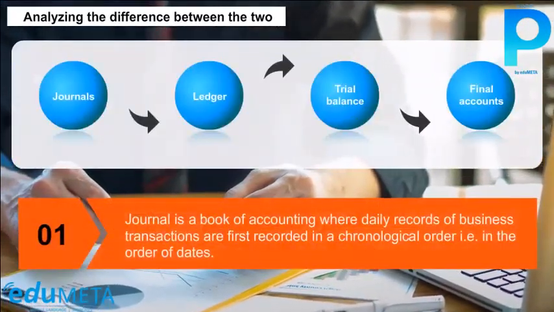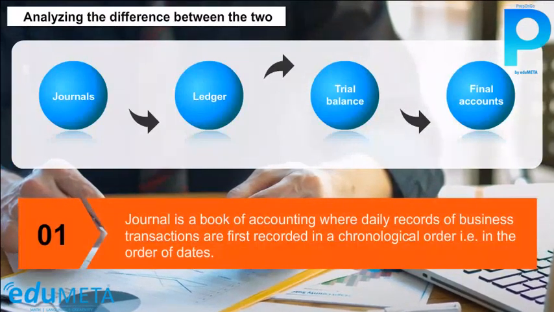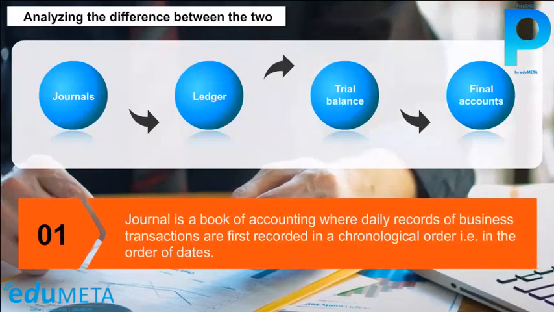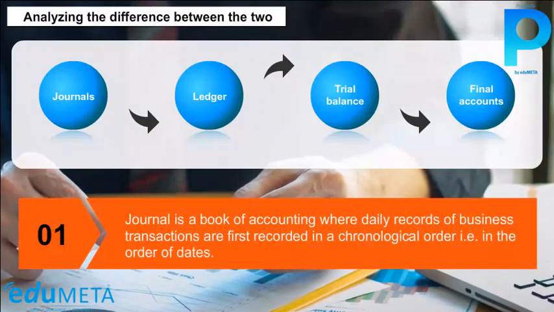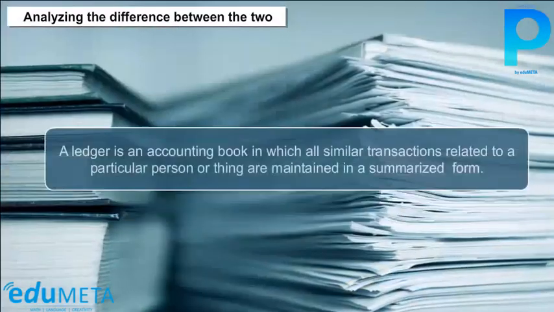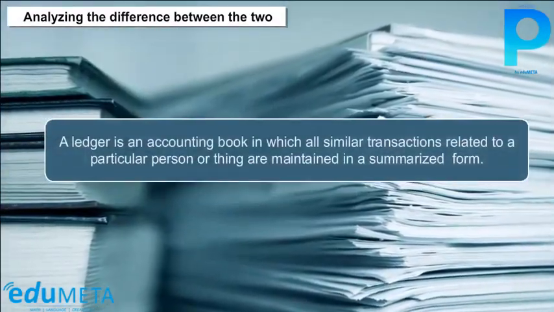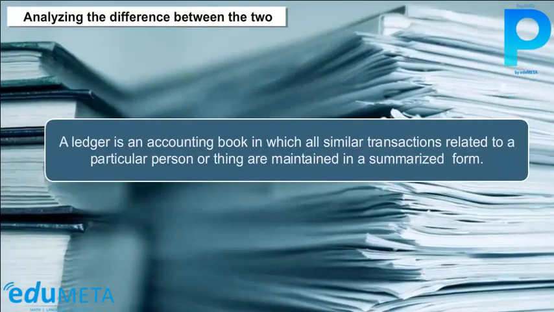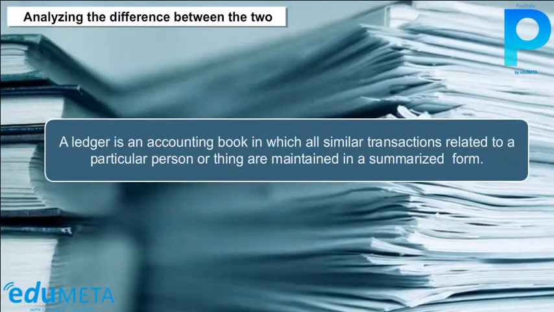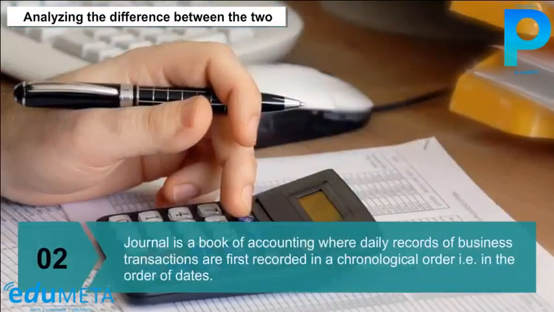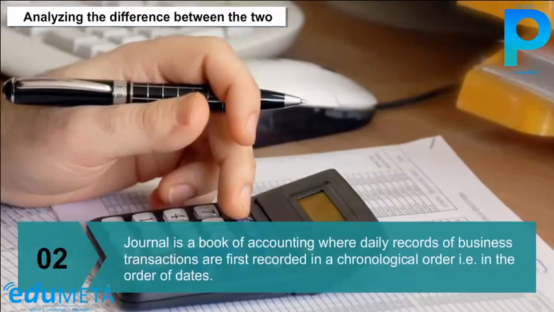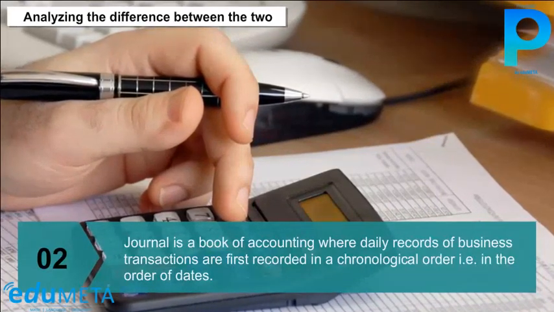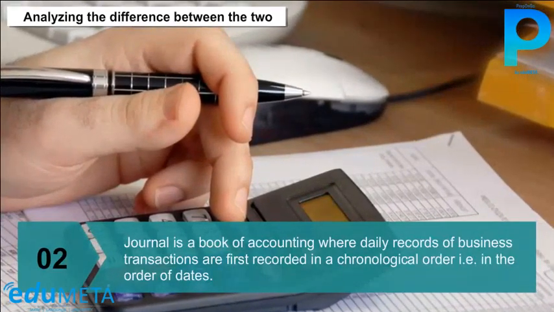1. Journal is a book of accounting where daily records of business transactions are first recorded in a chronological order, that is, in the order of dates. A ledger is an accounting book in which all similar transactions related to a particular person or thing are maintained in a summarized form. 2. Journal is the primary book of accounting or book of original entry. However, a ledger is the principal book of accounting or book of final entry.